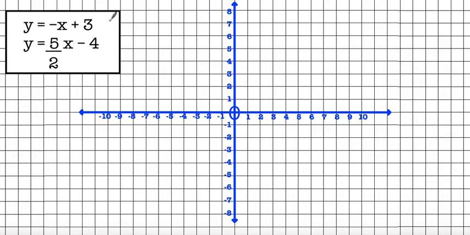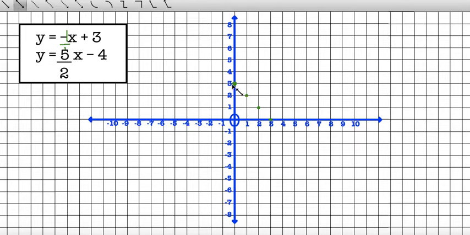Here we have another example, y equals negative x plus 3. We could start off by plotting this equation. We know that the y-intercept is positive 3, so that's where it crosses the y-axis. We know that our slope is negative 1 over 1, so our rise is negative 1, meaning we go down 1, and our run is positive 1, meaning we go to the right 1. So we go down 1 to the right 1, down 1 to the right 1. Once we have a few points, we could go ahead and draw our line.